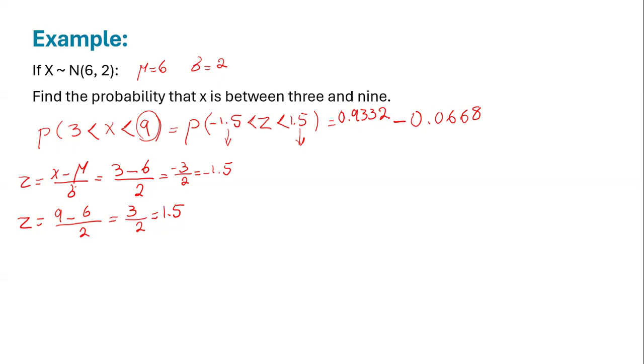And if I subtract these numbers, 0.9332 minus 0.0668, the final answer, or the probability when x is between 3 and 9, is 0.8664. That's the final answer for this problem.